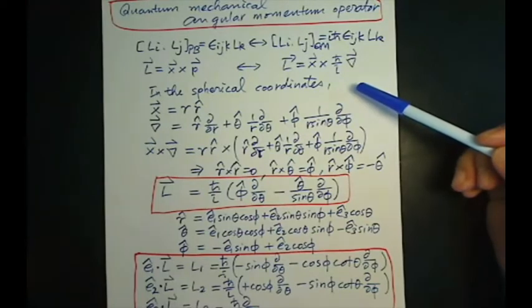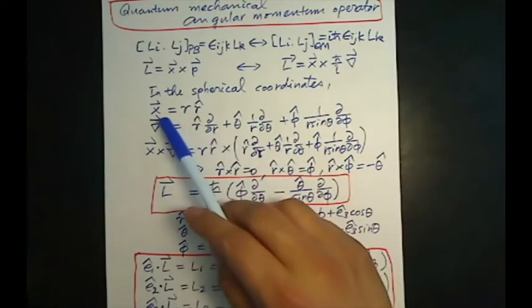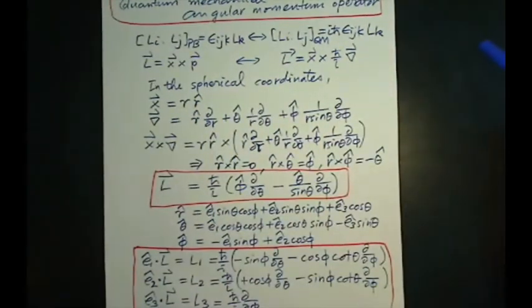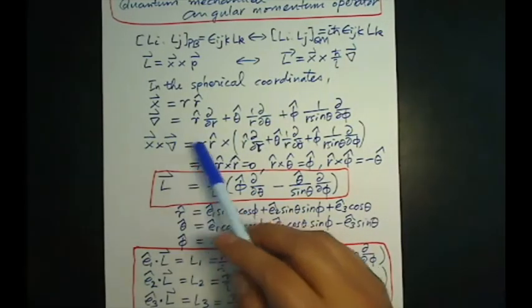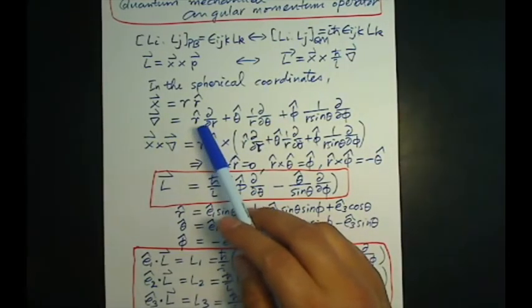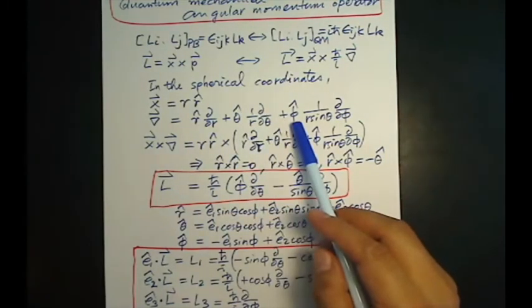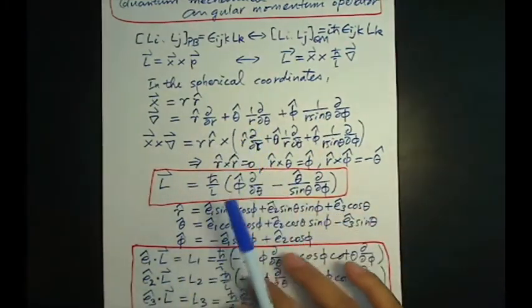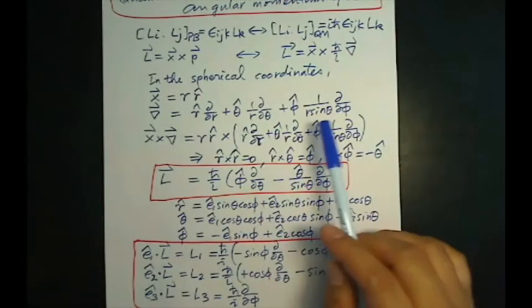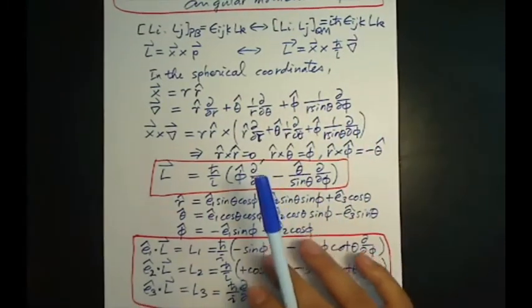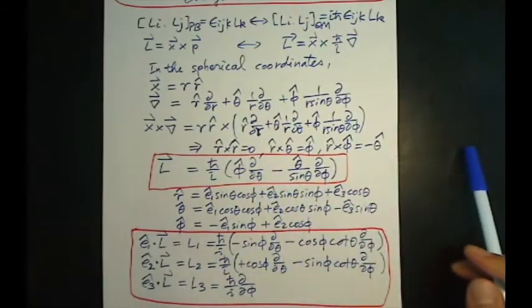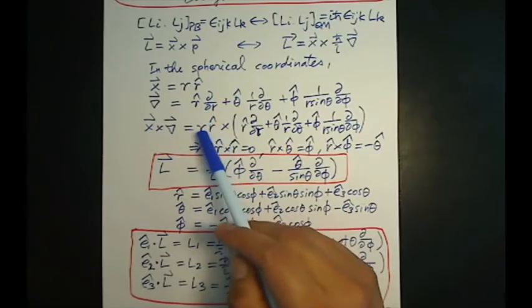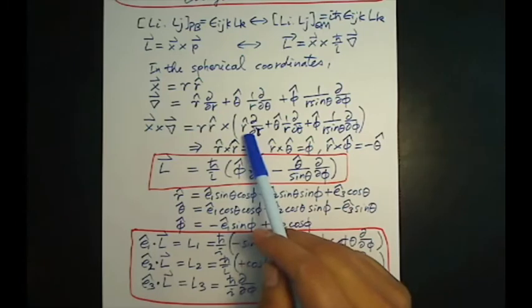In spherical coordinates, we can express position as the radius multiplied by the unit vector along the radial direction. The gradient is expressed with r, theta, and phi contributions with the coordinates, and the additional factor is the scale factor, to make the denominator have the dimension of length. X cross del operator is then calculable. R is multiplied in here. The cross product R cross R is 0.